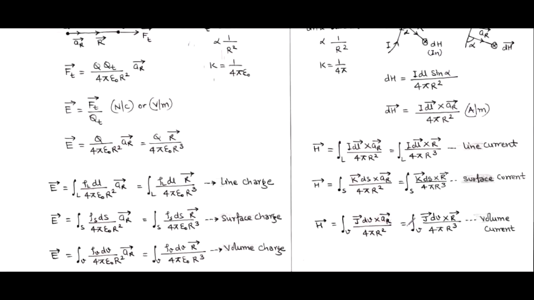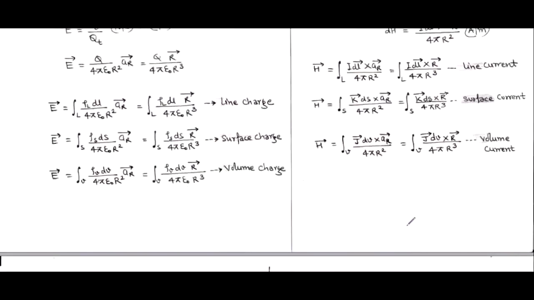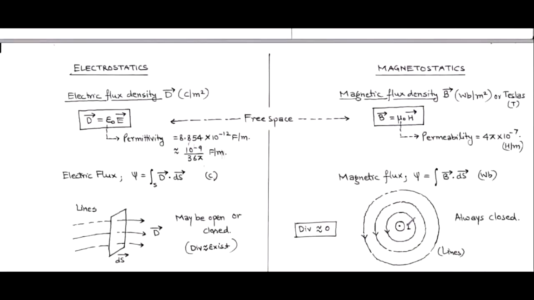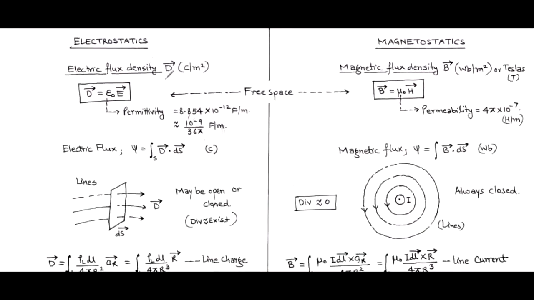Now the next difference is on the basis of flux density. In electrostatics, we consider an electric flux density denoted by capital D vector, and its unit is coulomb per meter square. In magnetostatics, we consider a magnetic flux density denoted by capital B vector, and its unit is Weber per meter square. Another unit of magnetic flux density B vector is Tesla.